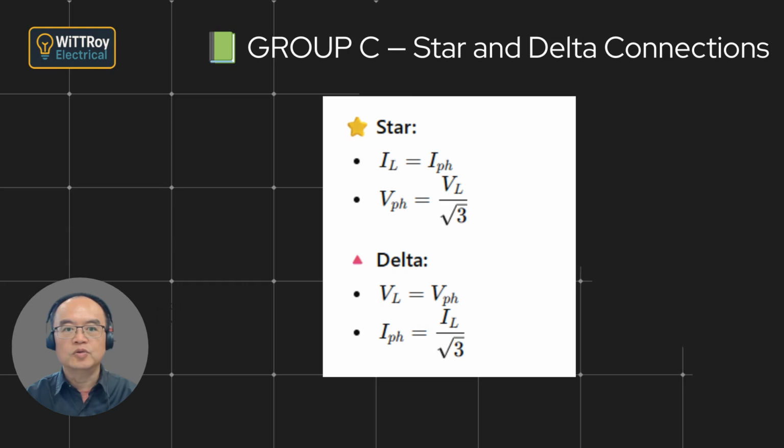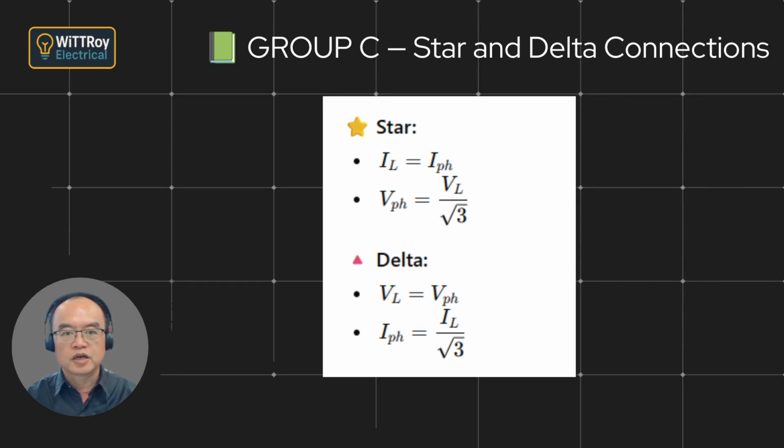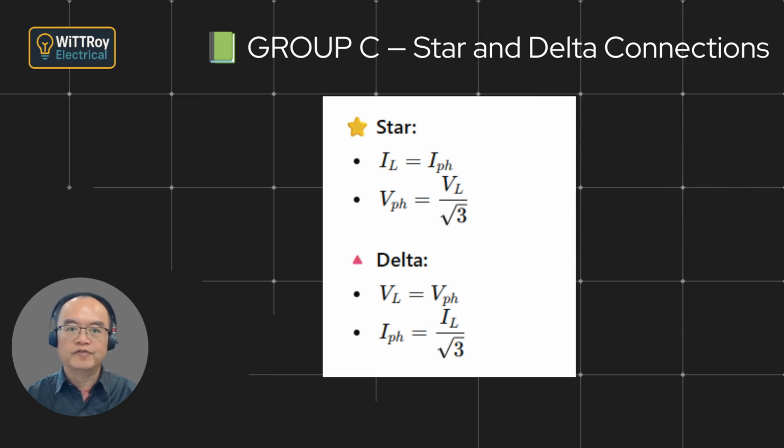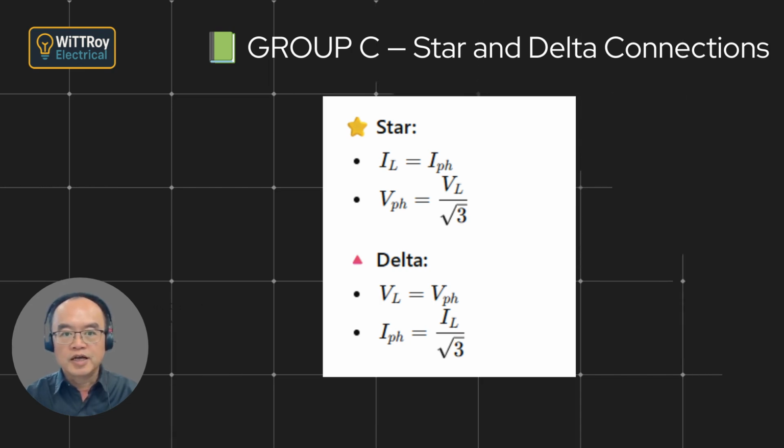Now we are starting Group C, which is about star and delta connections in three-phase systems. These formulas help us understand the relationship between line values and phase values. In star or Y connections, the phase values are smaller, and in delta connections, the phase values behave differently. These relationships are very important for motors, transformers, and three-phase loads. Now let's go through each formula one by one.